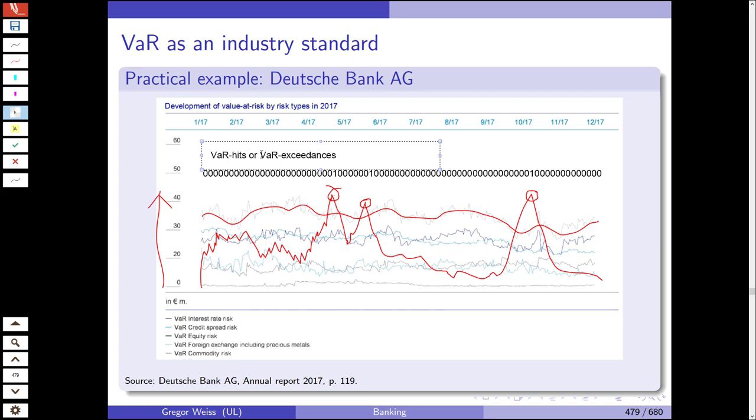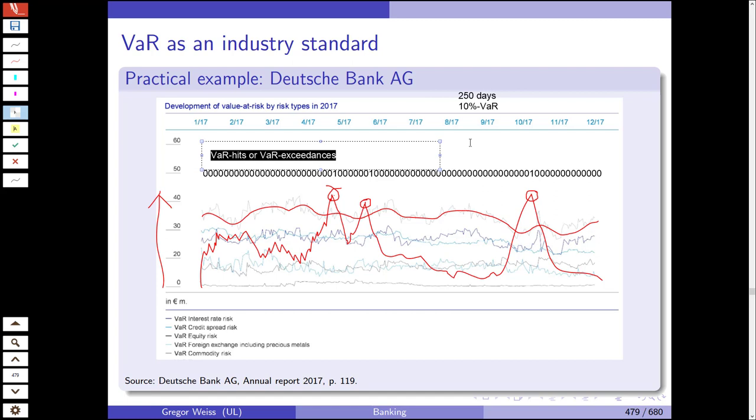I don't know whether this is the 1% or 0.5% VaR. Let's assume this is 1 year, let's assume we have 250 days, and this is the 10% VaR. How many hits would you expect? Now, a question for you before we probably run out of time for today. What is the number of expected VaR hits or VaR exceedances, if these are 250 days, if these are daily VaR estimates, and we have the 10% VaR?